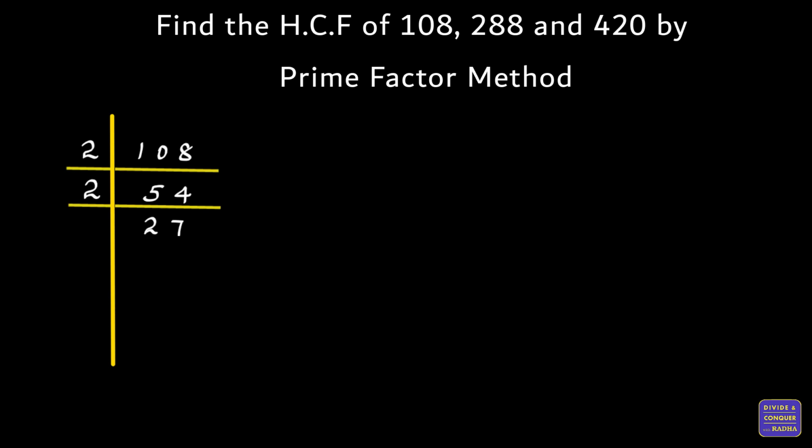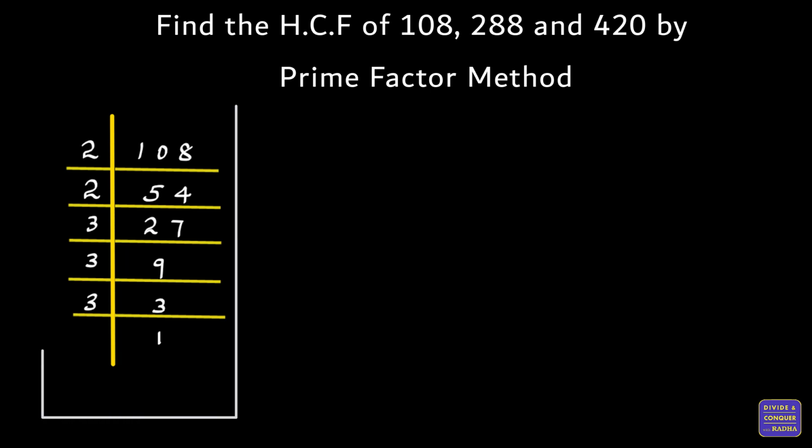27 is an odd number which can be divided by 3. 3 9s are 27. 9 is again an odd number which is divisible by 3. So 3 3s are 9, and dividing by 3 we get 3 1s are 3.